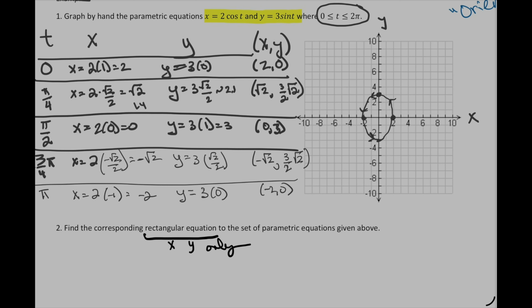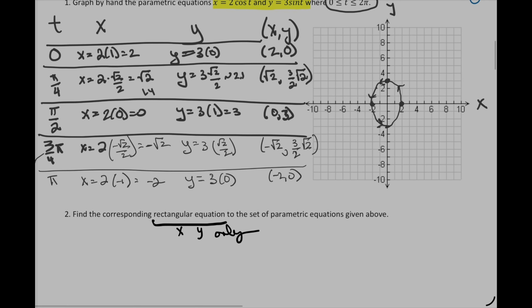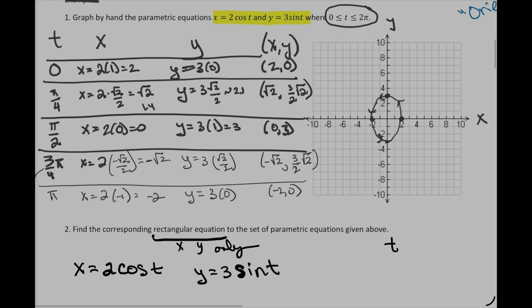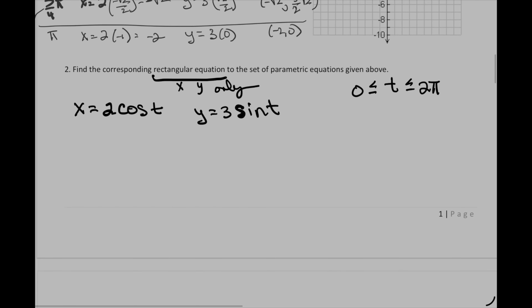Typically we do it via substitution, okay? So here's what we know. If x is equal to 2 cosine of t and y is equal to 3 sine of t, okay? A couple things over here that I do want to make sure I don't lose track of. t itself is greater than or equal to 0 and less than or equal to 2 pi. I'm going to come back to that in a second.